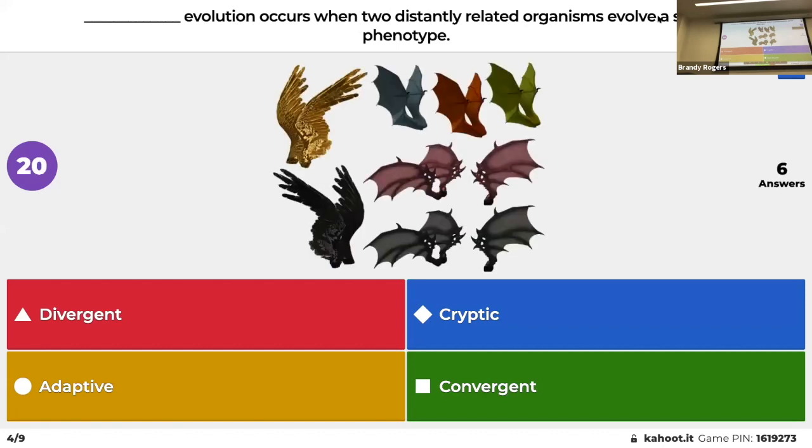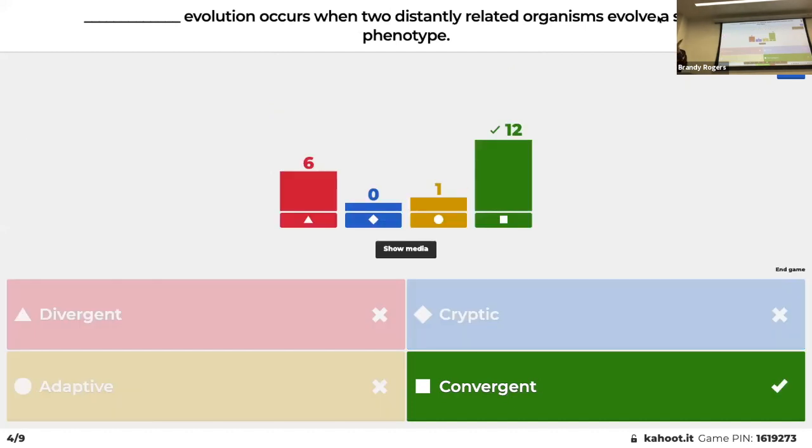Wings in bats, wings in birds, wings in insects are a good example, which is why I put that weird wing picture on here to jog the memory. Two distantly related organisms evolve a similar phenotype. Convergent evolution, right? Divergent means one lineage goes in two different directions. Convergent means you see a convergence of features, not because of relatedness, but because of shared pressures.